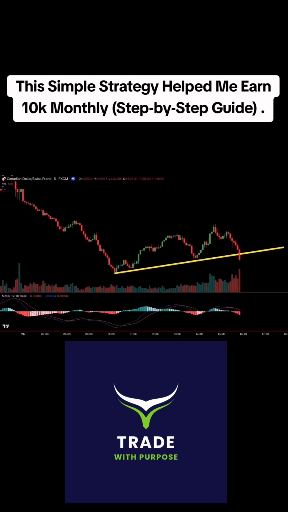Let's look at another example, this time on the 5-minute Canadian dollar, Swiss franc chart. The market was trending up but then started moving against the trend. We drew this trend line and noticed a breakout below it, which is our first signal that the market might continue downward.